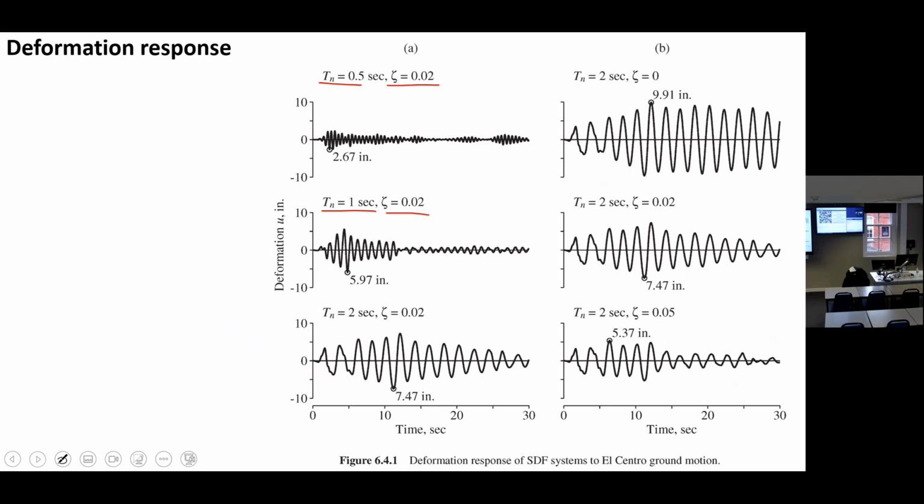So the response for a certain earthquake for two different systems is different, right? You have a single degree of freedom system with 0.5 seconds, you have a single degree of freedom system with 1 second, the responses are different because the natural frequency is different, although the damping is constant. If it's 2 seconds, the response is quite different. If you change the damping as well, it would be different. And if you change the natural frequency, you're really talking about a different system, and the response will be different.